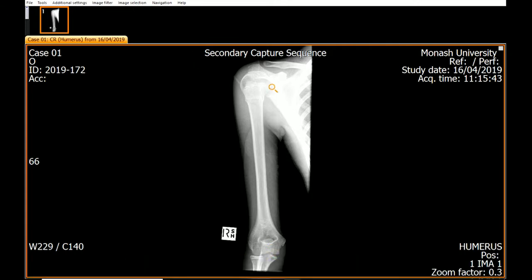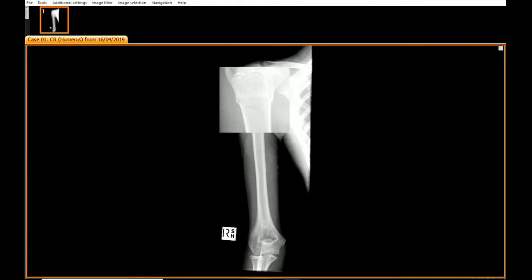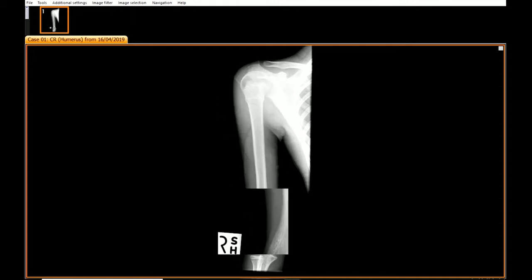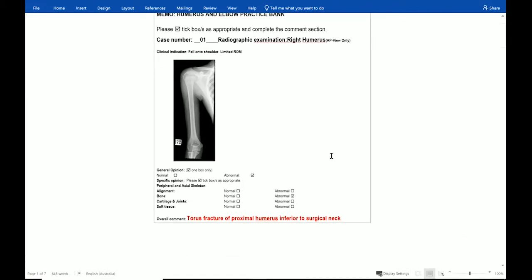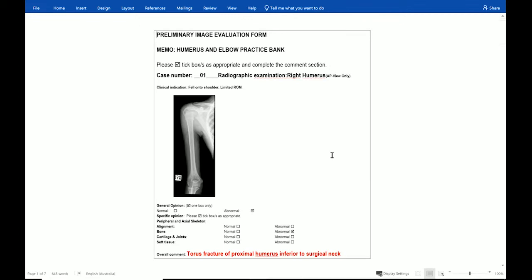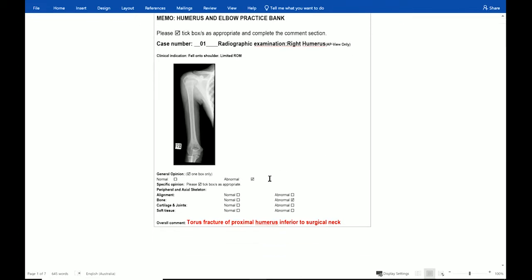So if we look at the humerus, we can see that at the proximal humerus there is a little bubble. So there is a torus fracture which is inferior to the surgical neck. It is not a greenstick fracture, and there's nothing else that is available here. So when we go to our opinion form, the preliminary image evaluation form, it's abnormal, and the only other abnormality would be the bone. And the comment that you can provide is a torus fracture of the proximal humerus inferior to the surgical neck.